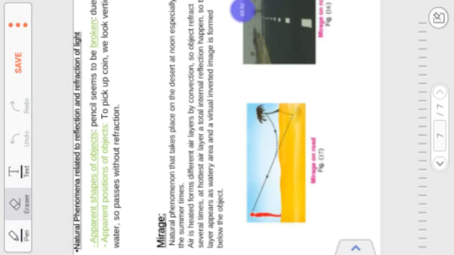And there are natural phenomena related to reflection and refraction. We have the apparent shapes of objects. When we put a pencil inside water, it is immersed, so the pencil seems to be broken due to the refraction of the light ray.